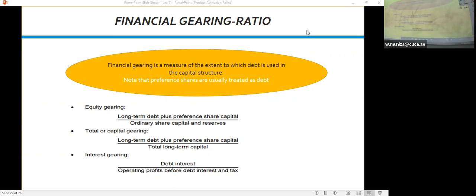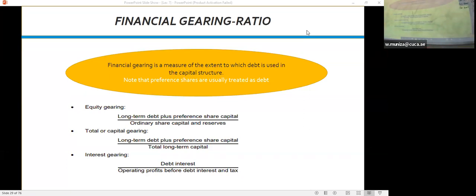So what is financial gearing? Financial gearing is the measure of the extent to which debt is used in the capital structure. And one thing you need to consider over here is that preference shares are also going to be treated as debt as per their basic qualities, because they have the quality of being redeemed. That is why they will be considered as debt in the calculations of financial gearing. So when we calculate the debt to equity ratio, we are taking the preference shares in the debt part.